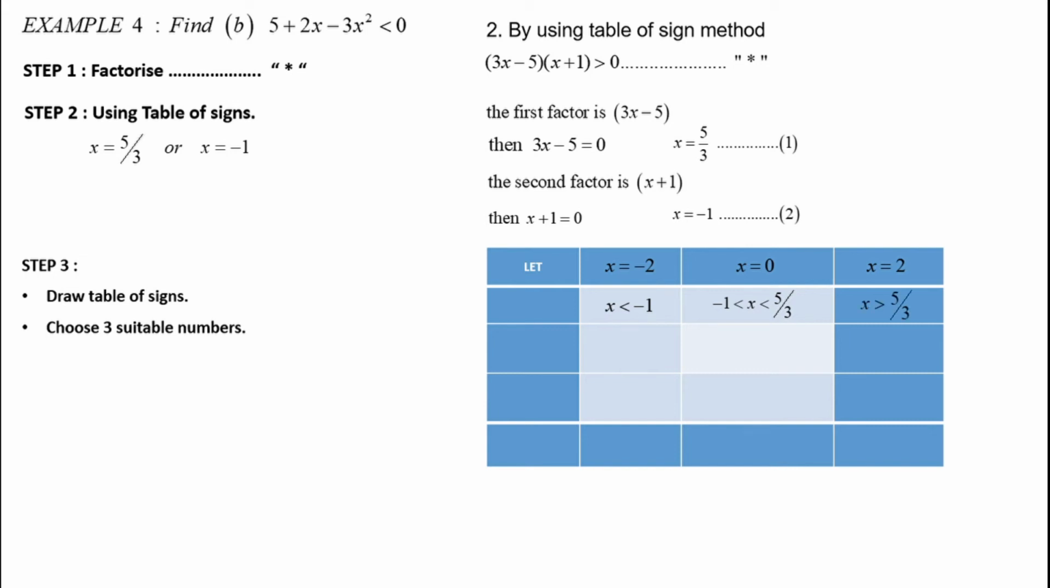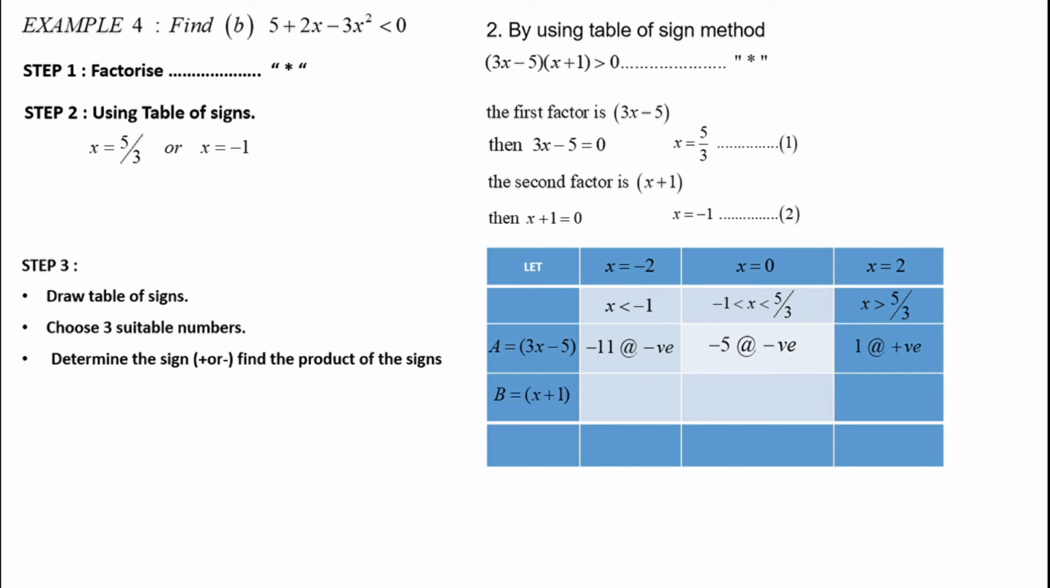For the third row of our table, we put the first factor, 3x - 5. Here, we replace the values of x that we previously selected into our factor. And the resulting values are -11, -5, and 1. For the fourth row of our table, we put the second factor, x + 1. Here, we replace the values of x that we previously selected into our factor. And the resulting values are -1, 1, and 3.